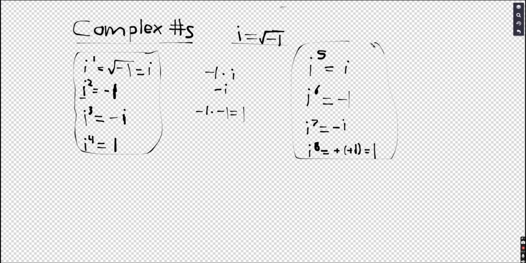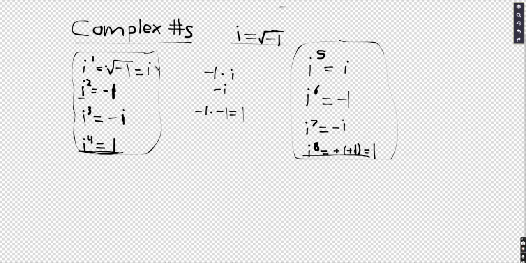Now, do you see a similarity right here? It's a cycle. i to the first is i, i to the second is negative 1, i to the third is negative i, i to the fourth is 1. And it's the same thing over here. i to the fifth is i, i to the sixth is negative 1, i to the seventh is negative i, and i to the eighth is 1. So it's a cycle, and it's a very important cycle here. If i is raised to a power that has a factor of 4, it's going to be equal to 1. Okay? So that's the very circular property of i.